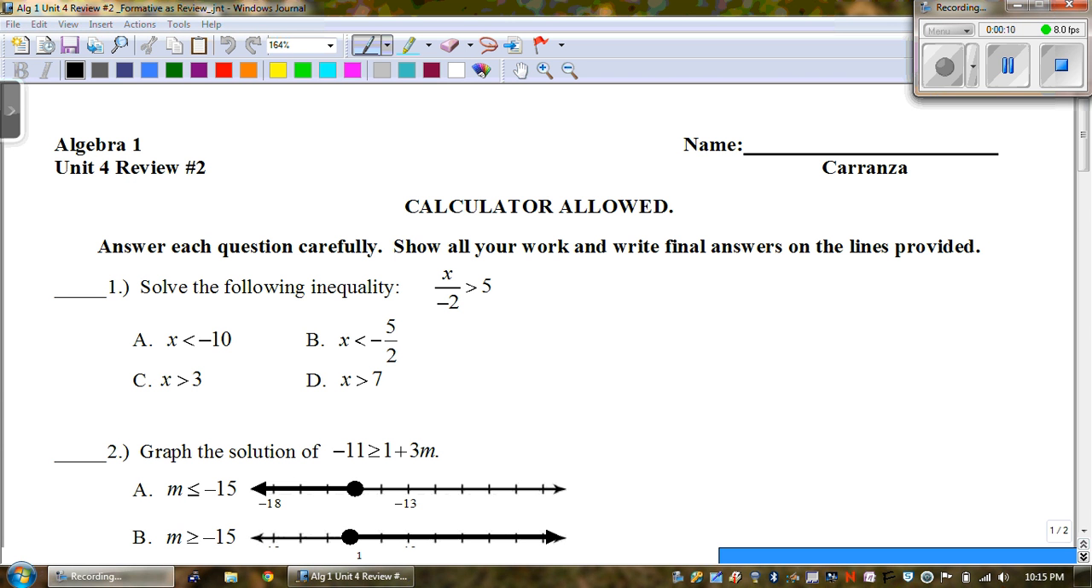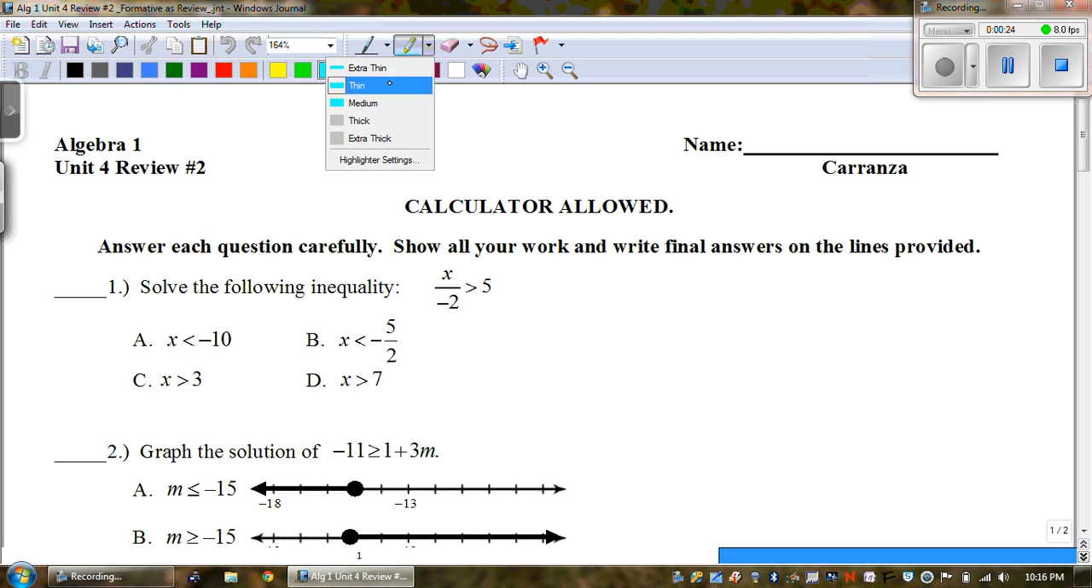Remember that a calculator is allowed. The directions ask to answer each question carefully, show all your work, and write your final answers on the lines provided. Okay, number 1 says to solve the inequality.